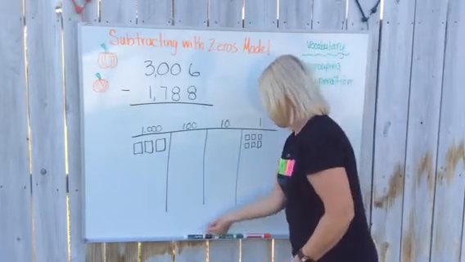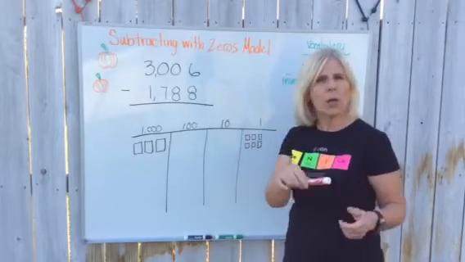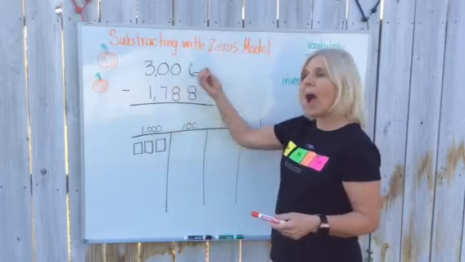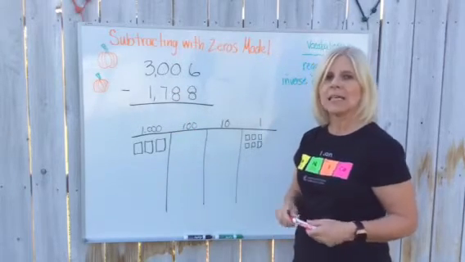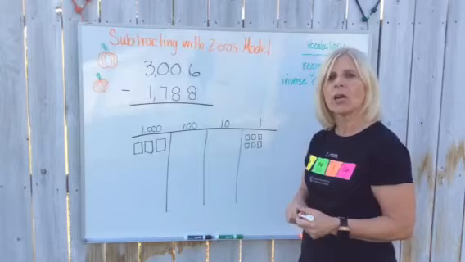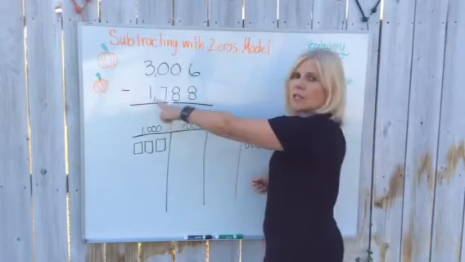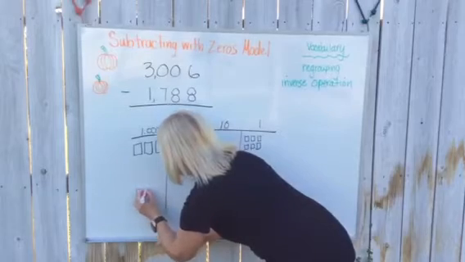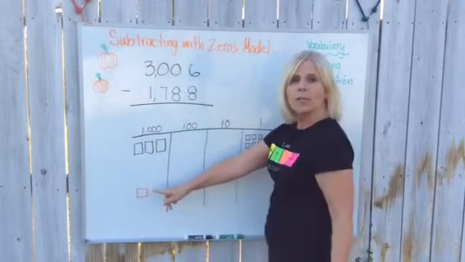The next thing I'm going to do is use a different color marker because I'm subtracting this 1788 out of the 3006. So I want to represent it in a different color. Okay, so I go to my highest place value, it's 1000. So I am making one square for 1000.